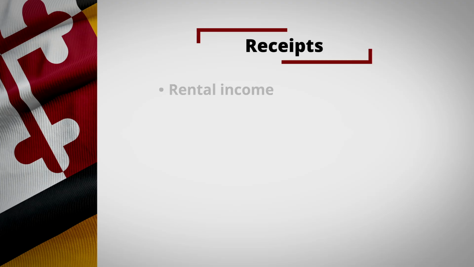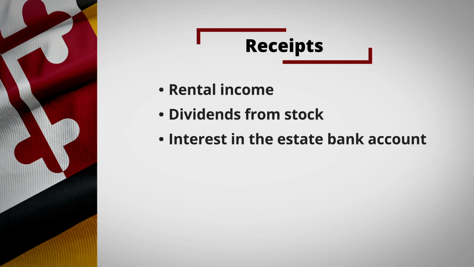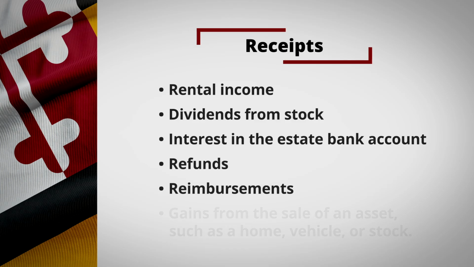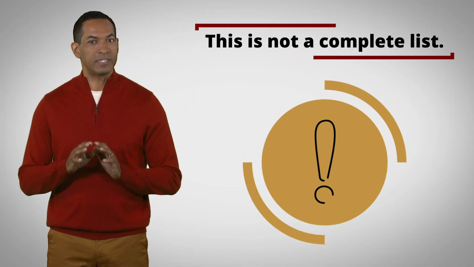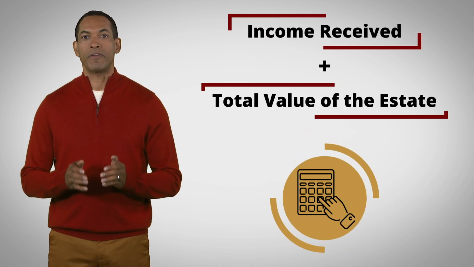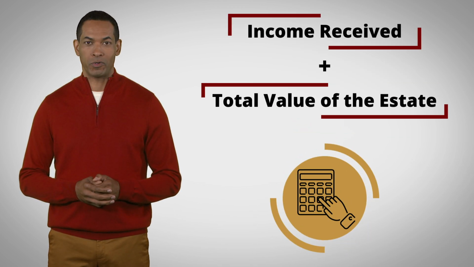This may include rental income, dividends from stock, interest in the estate bank account, refunds, reimbursements, and gains from the sale of an asset such as a home, vehicle, or stock. Please note this is not a complete list. Add the total income received to the total value of the estate stated on your inventory.